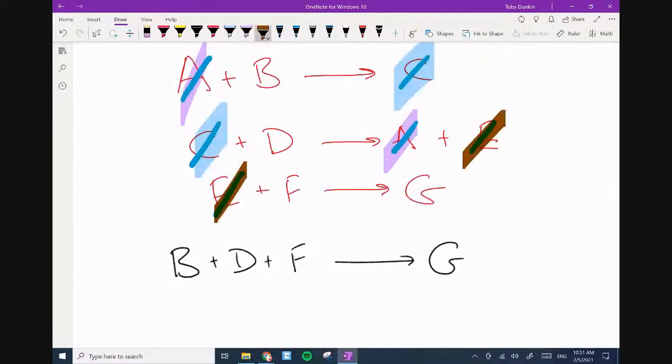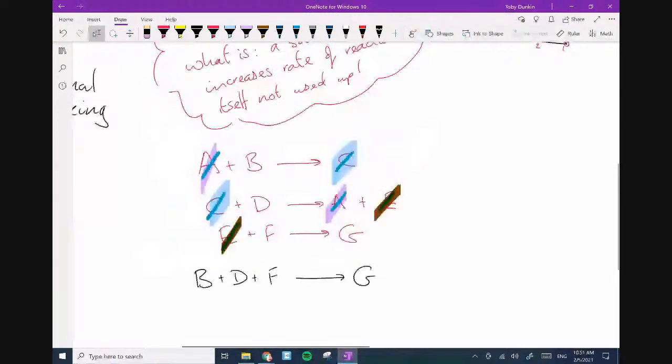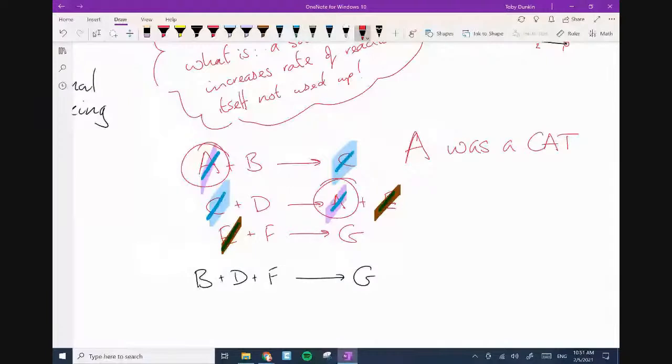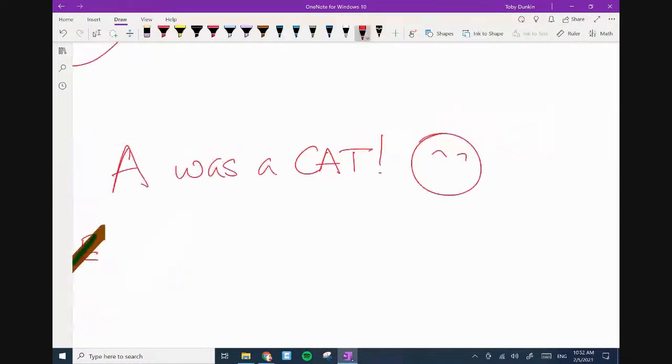Now, it's really cool. So E and C are what are called intermediates. They were created, but then destroyed. Whereas the catalyst went in at the beginning. A is the catalyst. Yeah? A was a cat. Meow. Yeah, A was a cat.